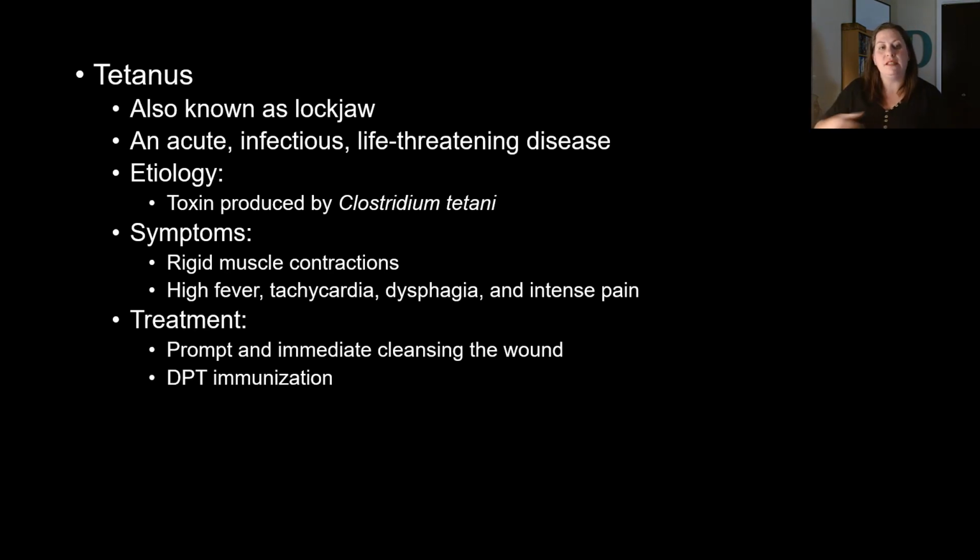Another one with the muscular system is tetanus. Tetanus is also known as lockjaw, even though it does not just affect the muscles by the jaw, but it is an acute infectious life-threatening disease. This is actually due to a bacteria called Clostridium tetani, and this particular bacteria releases an exotoxin, and the toxin is what actually causes the problem. Not really the bacteria, although the bacteria makes it, but the toxin is what actually causes your muscles to contract, rigid, strong contractions.